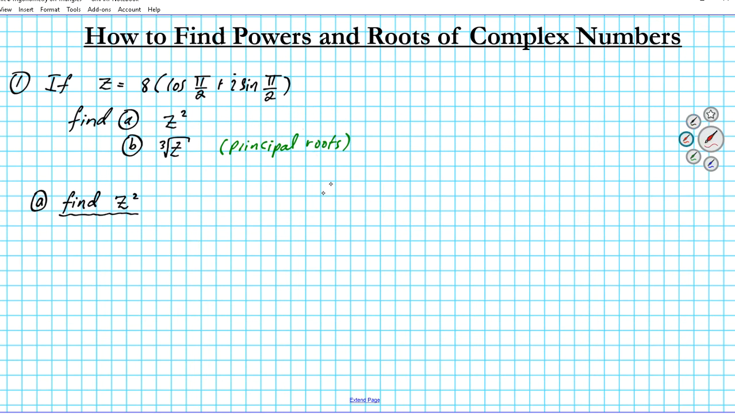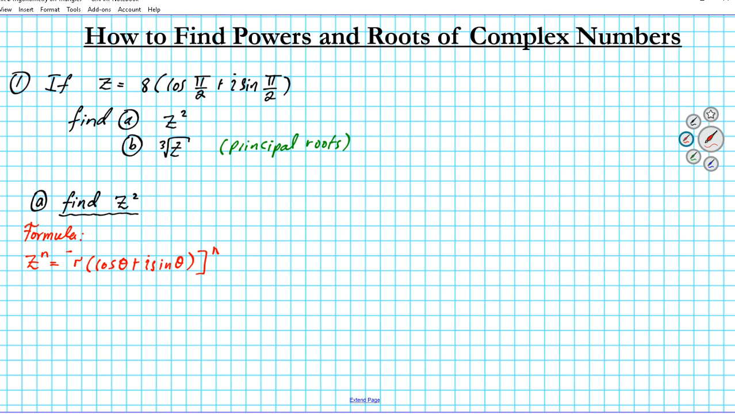Now, in order to do that, let's get started by writing down the formula that will guide our problem solving process. And the formula is as follows. So if you have a complex number z raised to the nth power, what you have is the complex number in polar form, r cosine theta plus i sine theta, being raised to the nth power also.